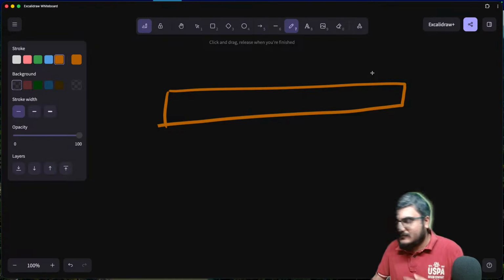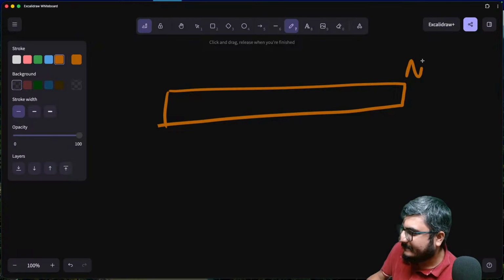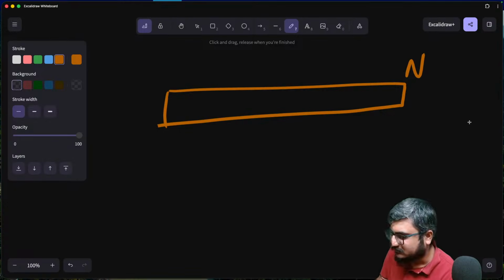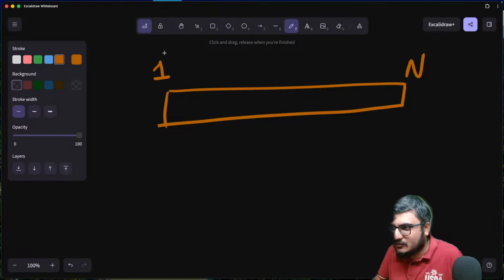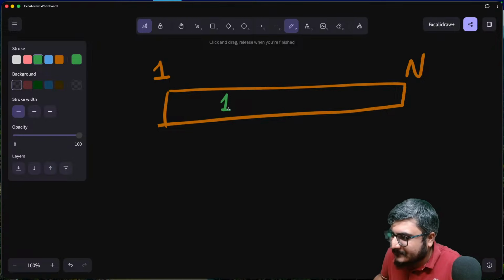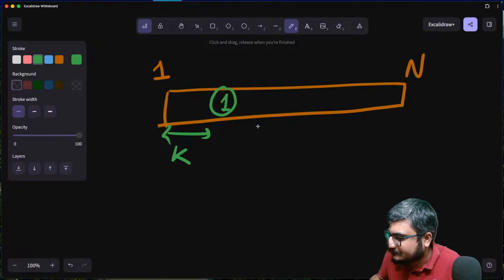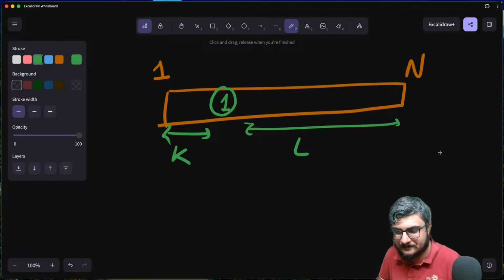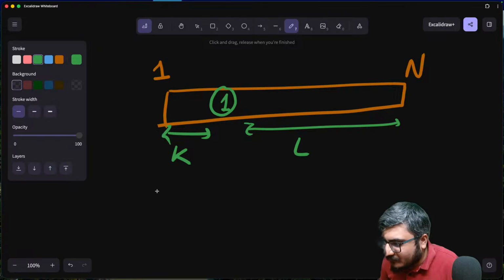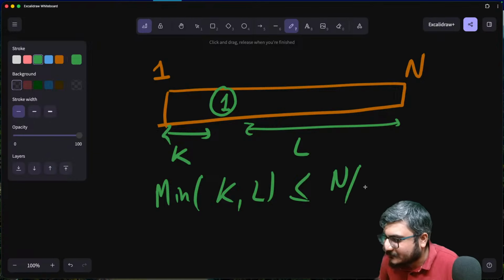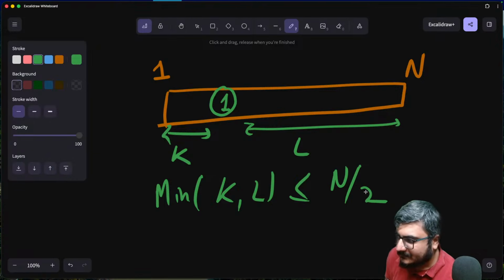So we have this n length array. By going through both of these sides, let's say if 1 is here, then this is the kth element from here, or something like this. Let's say k from here, l from here. This is the distance from both of them. What I have is minimum of k comma l is less than or equal to n by 2. Does this sound fair?